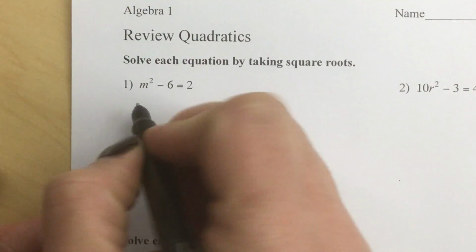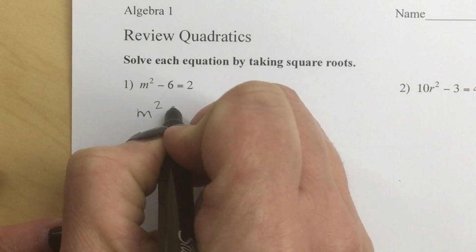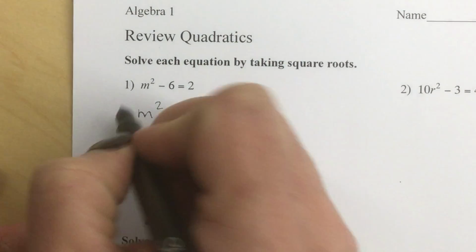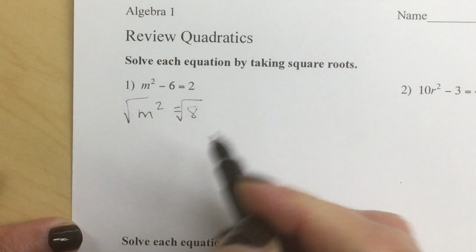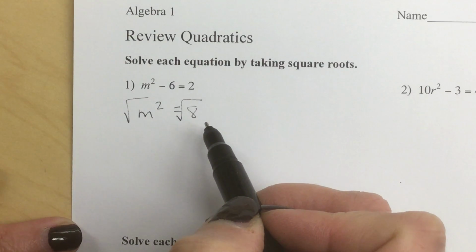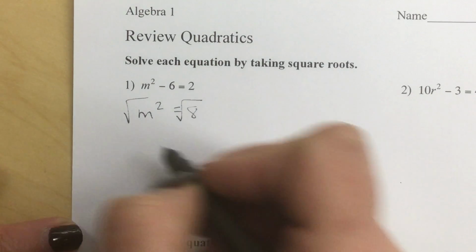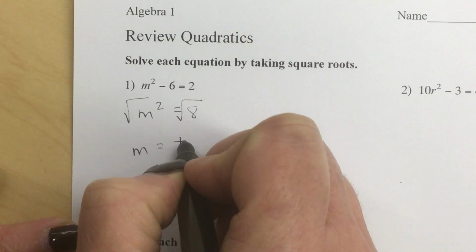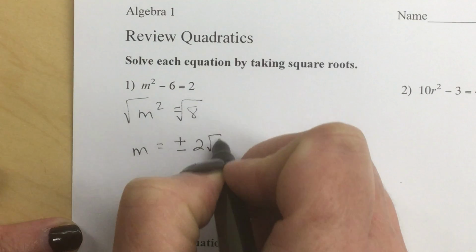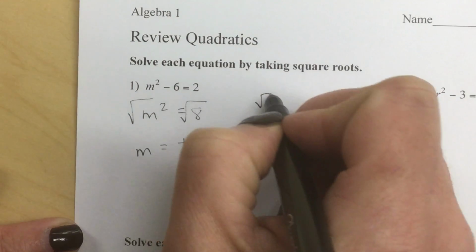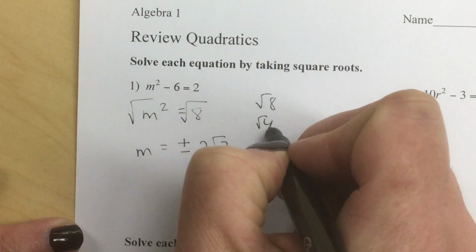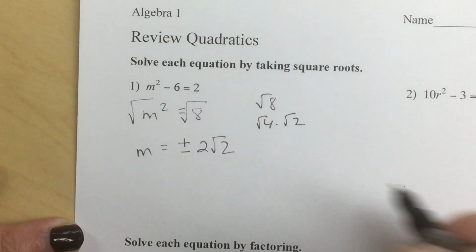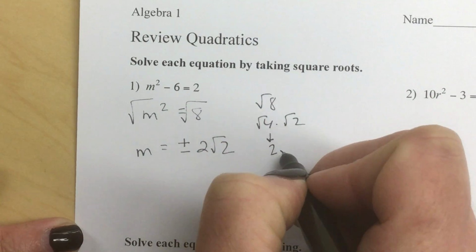So I'm going to add 6 to both sides. So that gives me m squared equals 8. And then we're going to square root both sides. And now we have something that's not a perfect square, so we need to simplify that. So the square root of m squared is m, and this is going to be plus and minus 2 radical 2. Remember, radical 8 is the same as radical 4 times radical 2, and radical 4 becomes a regular 2.